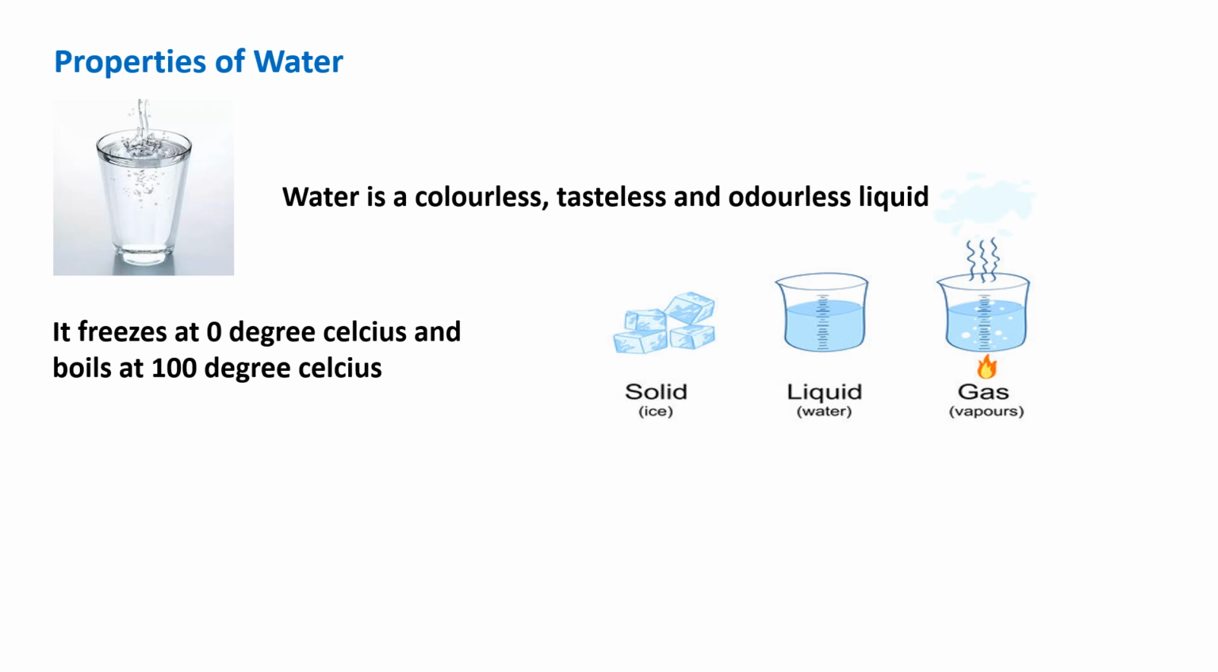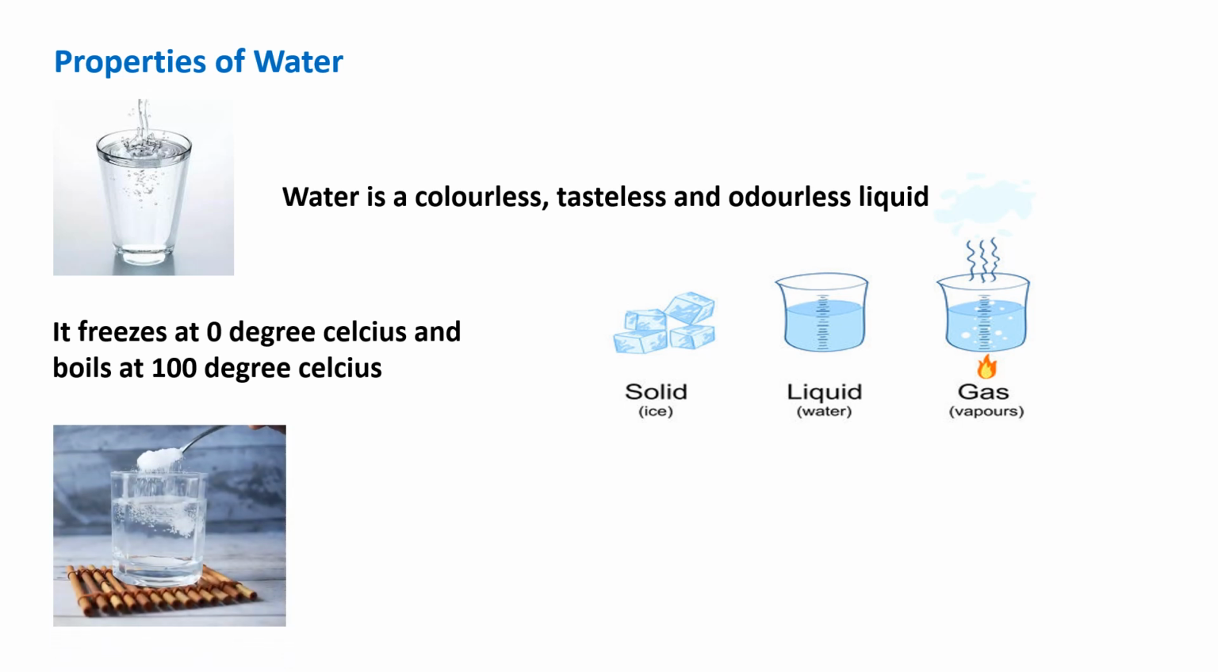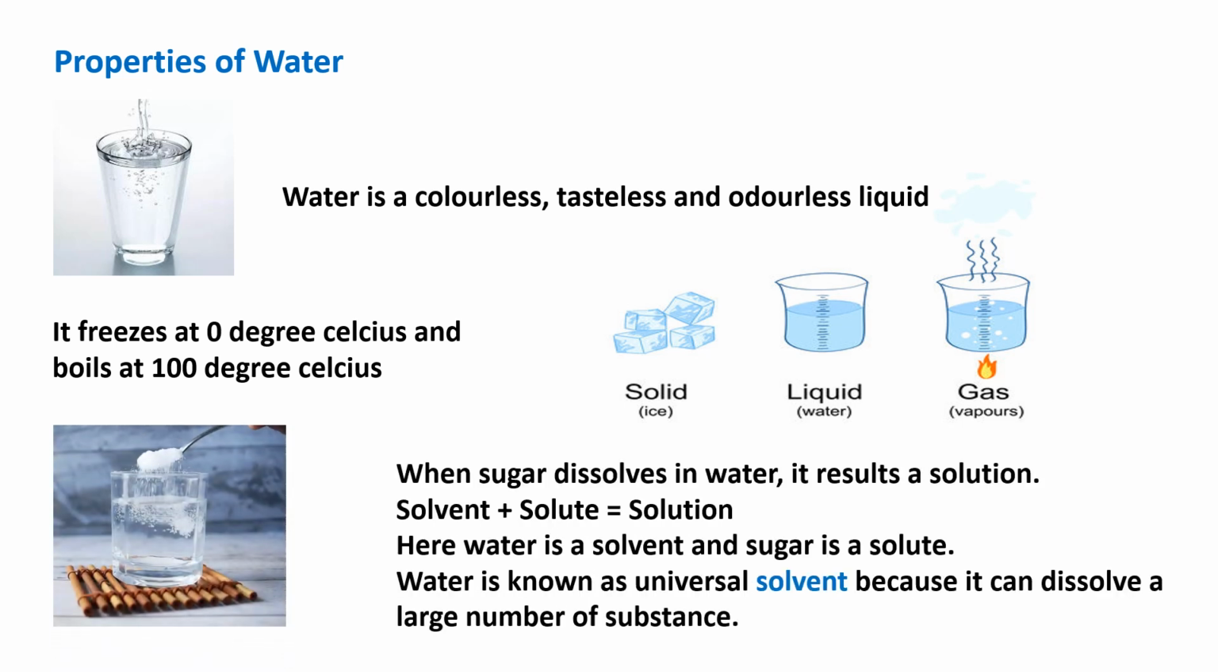That will be solid state. And if we start boiling it, then it will become water vapor. So the water freezes at 0 degrees Celsius and boils at 100 degrees Celsius. When we add sugar or salt, it will dissolve in the water and the result will be a solution.